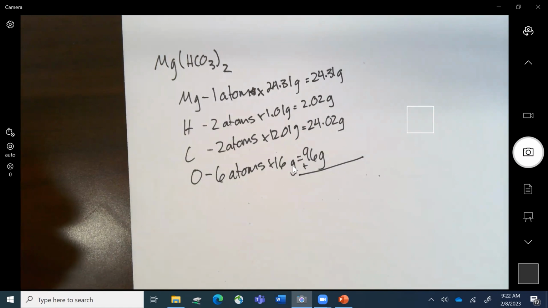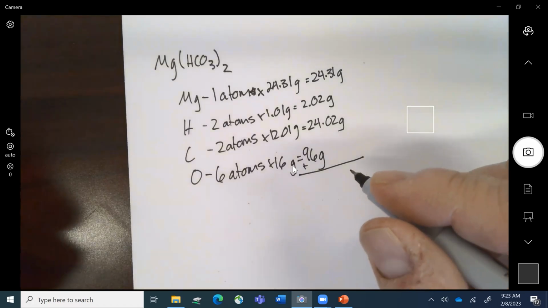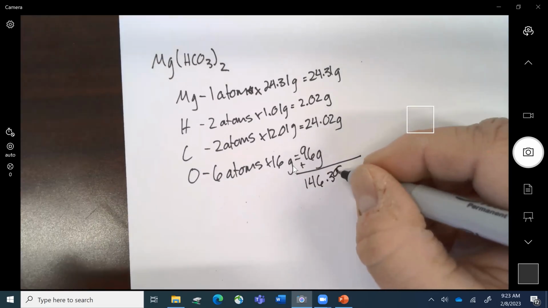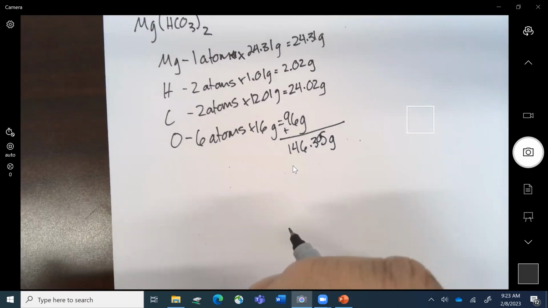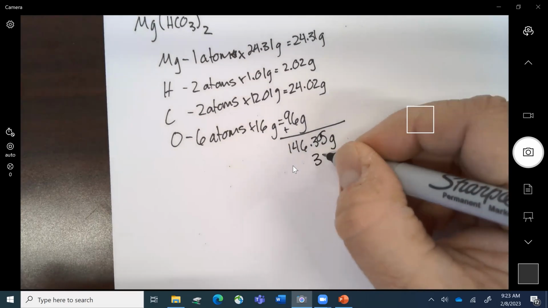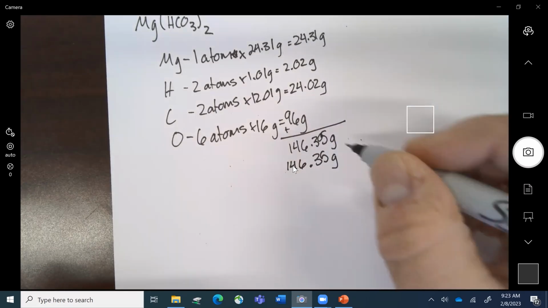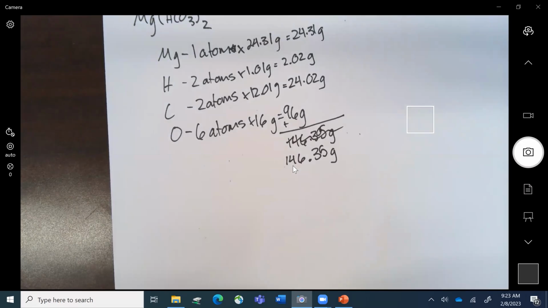(96 plus 24.2 plus). All right, I got 146.335 grams. That's a horrible 35. All right, so that's what we got for molecular weights.